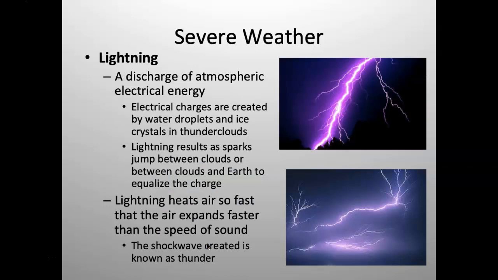So what severe weather can result from these fronts? The first is lightning. Lightning is a discharge of atmospheric electrical energy, and this electrical charge is created by the water droplets as they condense and the ice crystals that form up thunderclouds. The lightning results as a spark jumps between the clouds or between the cloud and earth to equalize the charge. The lightning heats the air so fast that the air actually expands faster than the speed of sound, and the resulting shock wave sent out from that is known as thunder. So you usually have lightning followed by thunder.